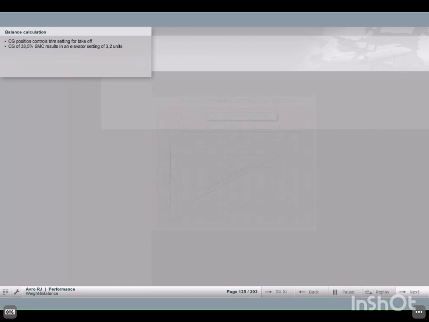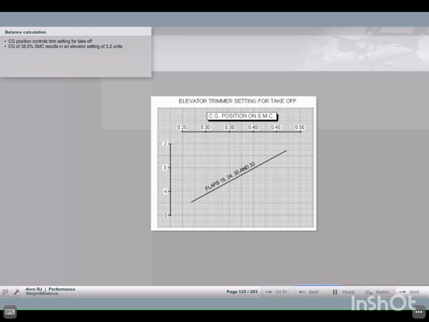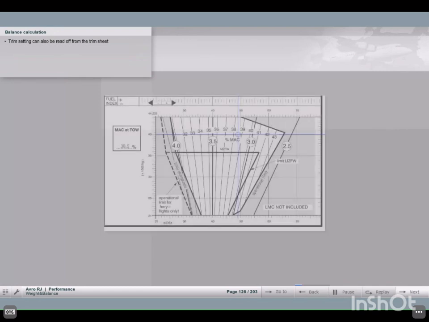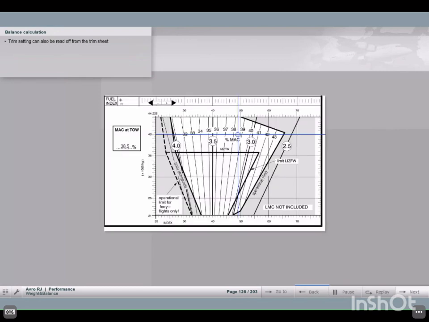The elevator trim setting for takeoff depends on the CG position and can be taken from this table for a CG of 38.5% SMC. The resulting elevator trim setting is 3.2 units. The elevator trim setting can also be read off from the trim sheet through these solid green lines, here 3.5 units. The result for our CG is as expected the same, 3.2 units.